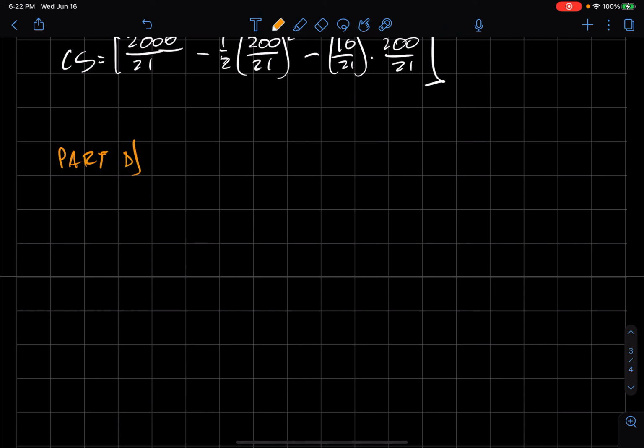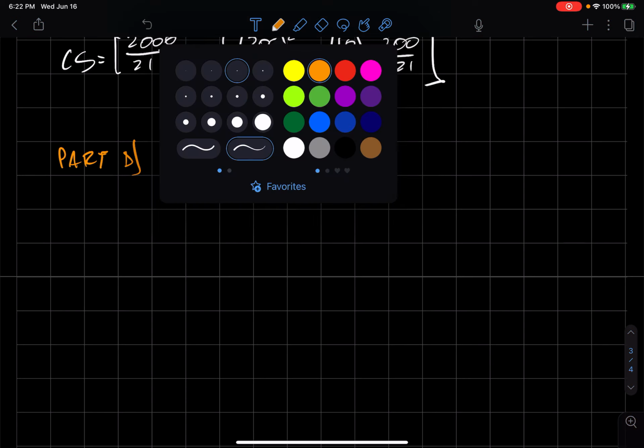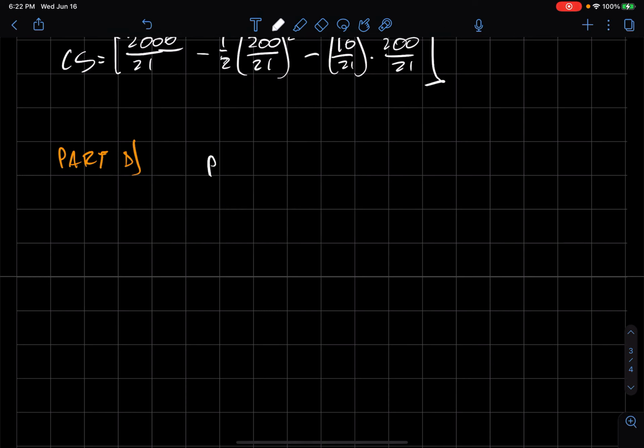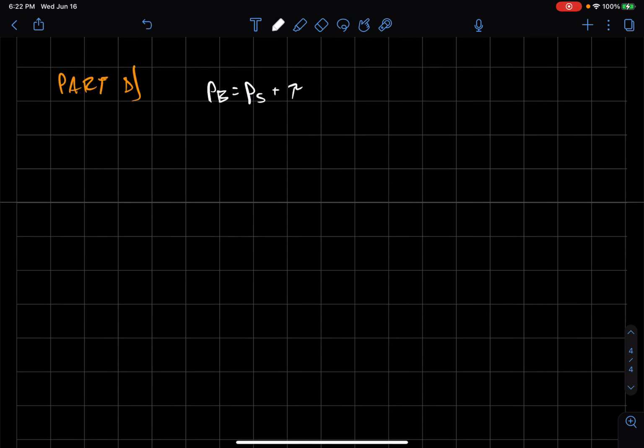Part D. All right, so the first setup is to write down the relationship between prices. We have a tax imposed on the market where the price of the buyer is greater than the price of the seller by the tax. All we have to do to solve for this new equilibrium is take price of the buyer, which is equal to 10 minus Q.